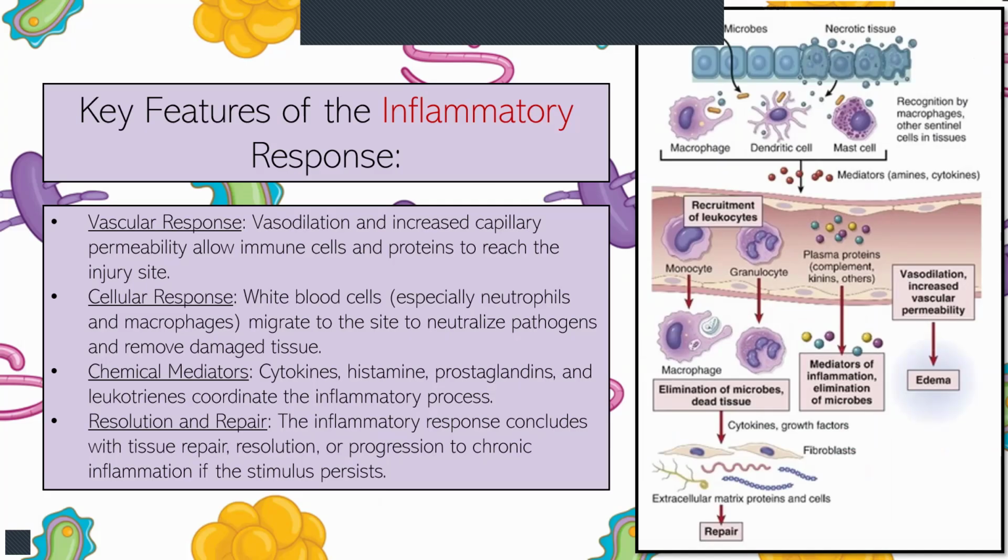Chemical mediators such as cytokines, histamines, prostaglandins, and leukotrienes coordinate the inflammatory process. And then the inflammatory response concludes with tissue repair, resolution, or progression to chronic inflammation if the stimulus continues to persist.